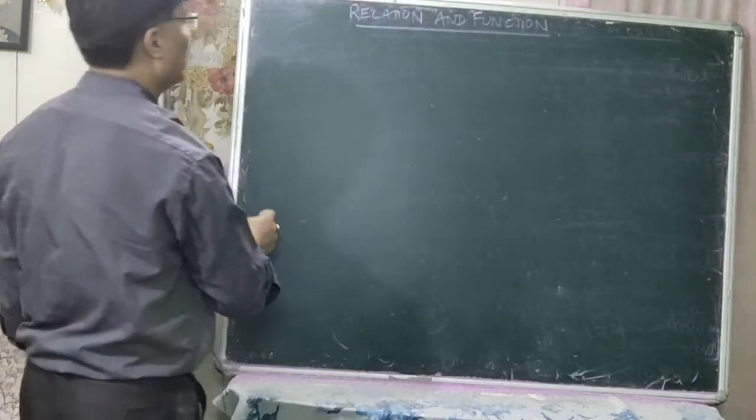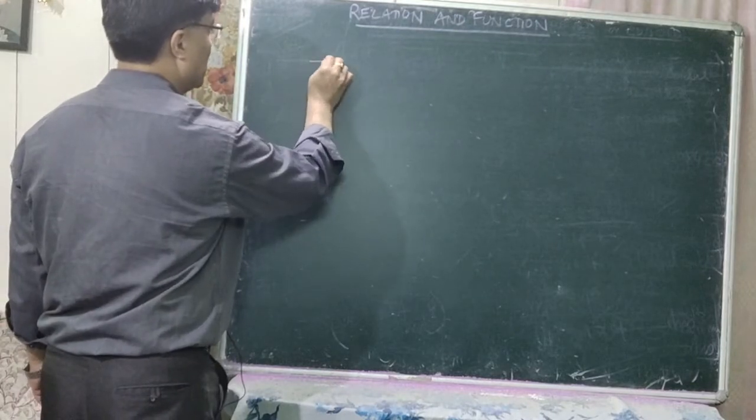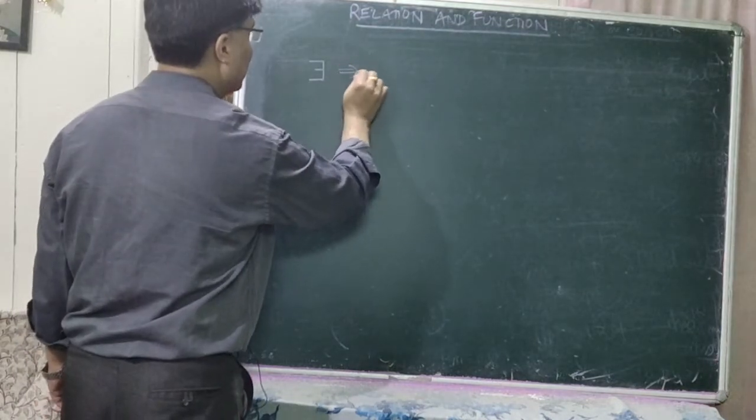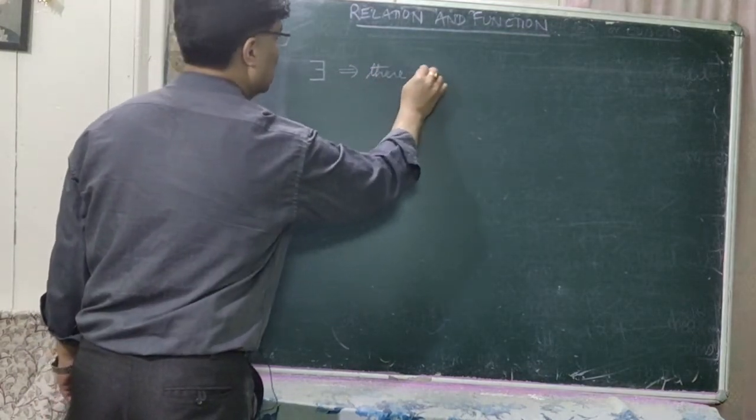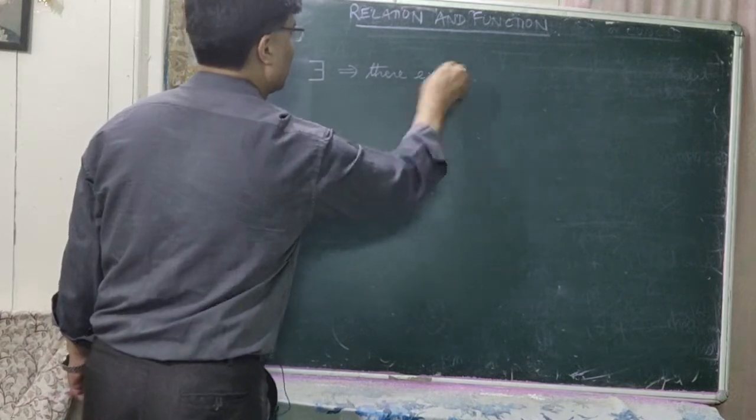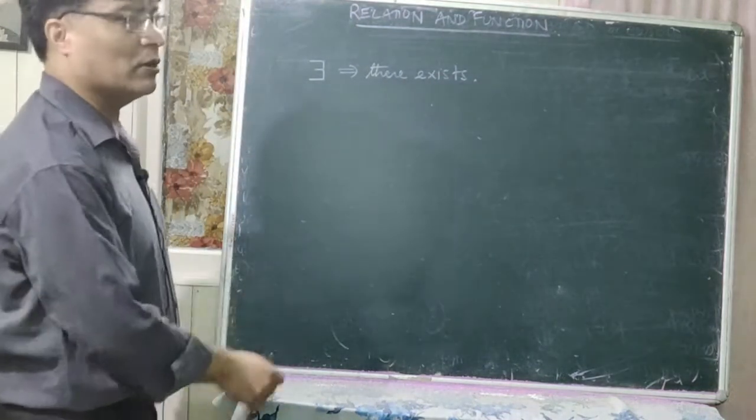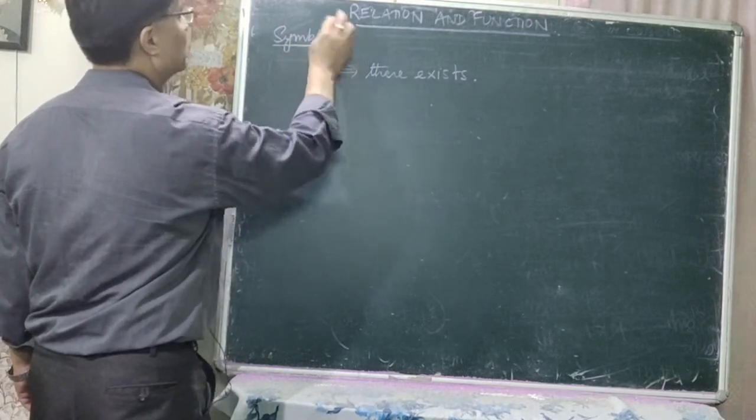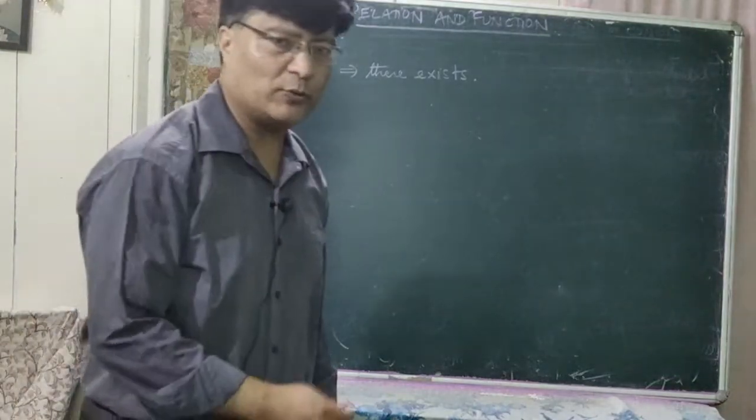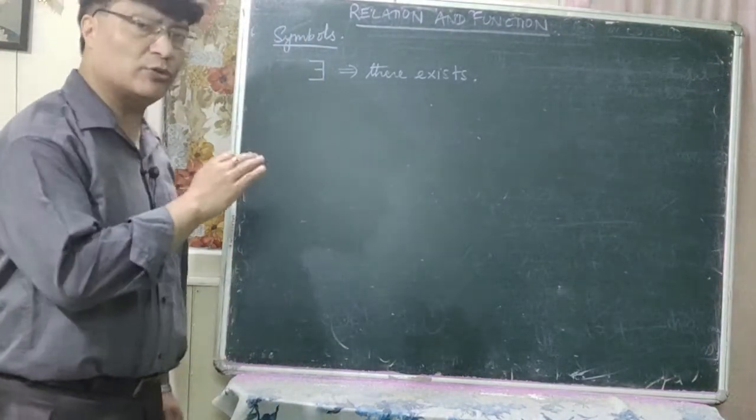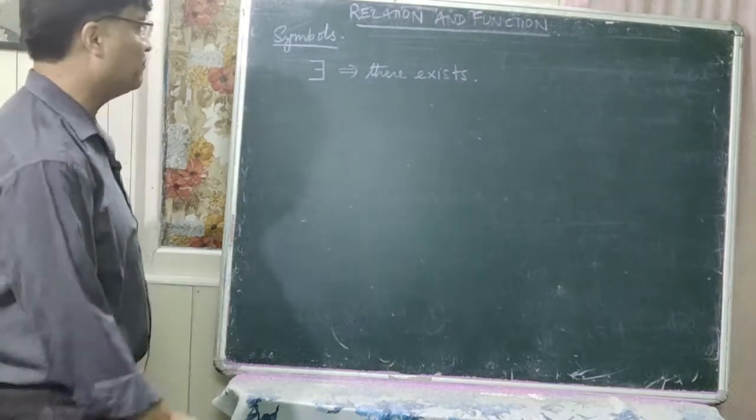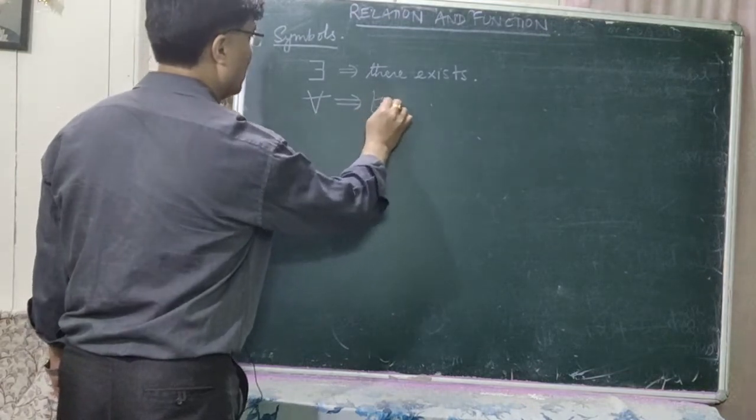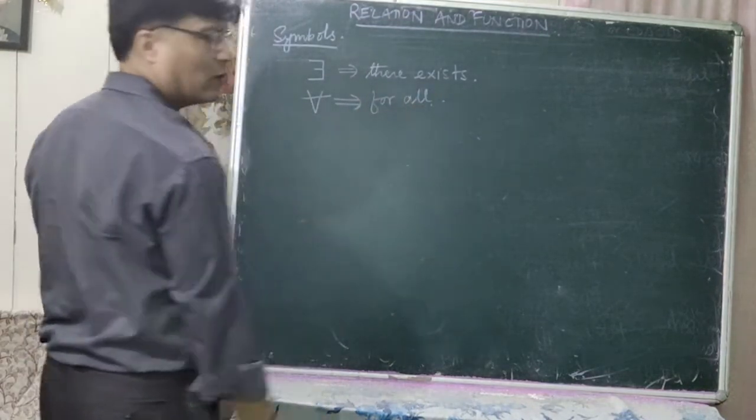So now you know that this is a mathematical notation. This means there exist. Because I may use these symbols for relations and functions. That's why we are writing all the symbols. So you should know the meaning of the symbols in mathematics. There exist. This means for all. This means for all, you know that.